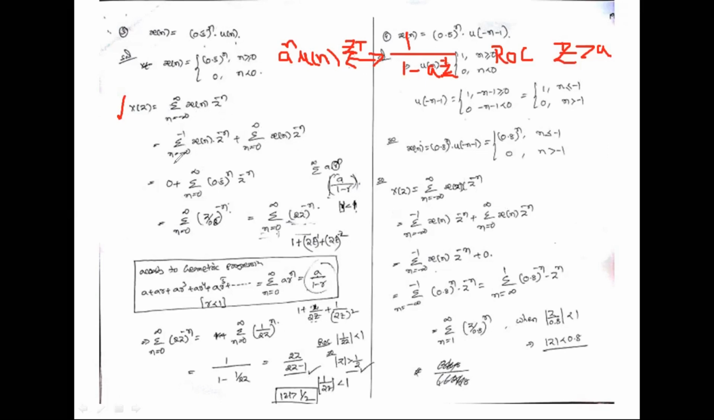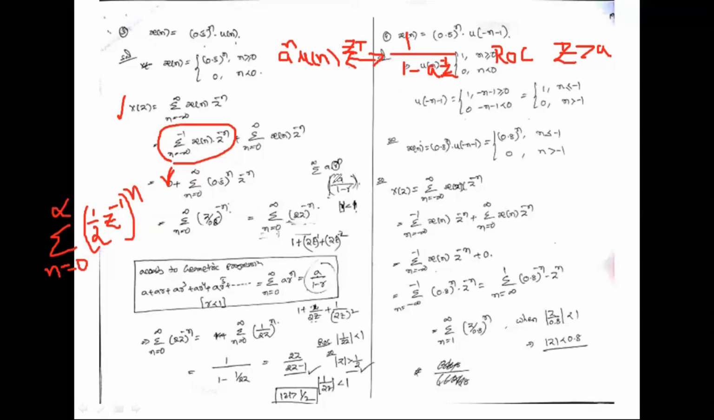From minus infinity to minus 1, the values become 0 here. You see here, the 0. And from 0 to infinity, 0.5 whole power n z^(-n). The u[n] value is 1. So from 0 to infinity, 0.5^n z^(-n). Both you can keep together with 0.5, nothing but 1 by 2. Inside you can keep z^(-1) whole power n, as the sum from n equals 0 to infinity. This is the equation actually.